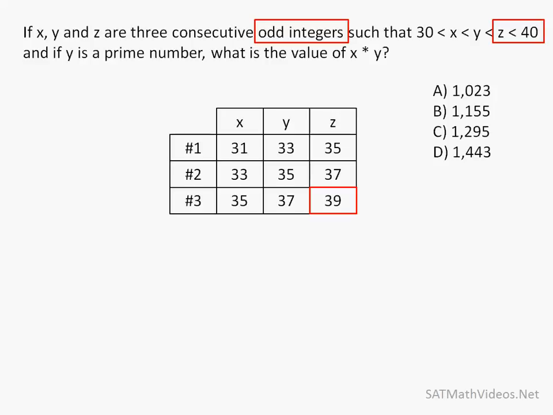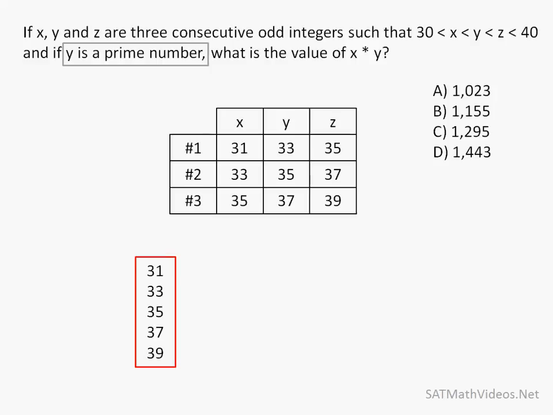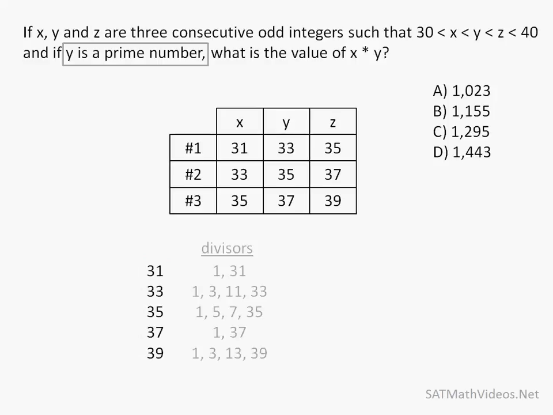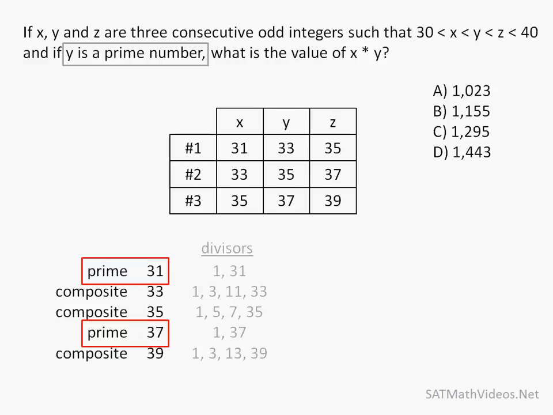Next, we look at the second part of the problem statement where we read that y is a prime number. So let's list out the odd integers between 30 and 40 and determine which ones are prime and which ones are composite. After listing out the positive divisors for each number, we learn that only 31 and 37 are prime.